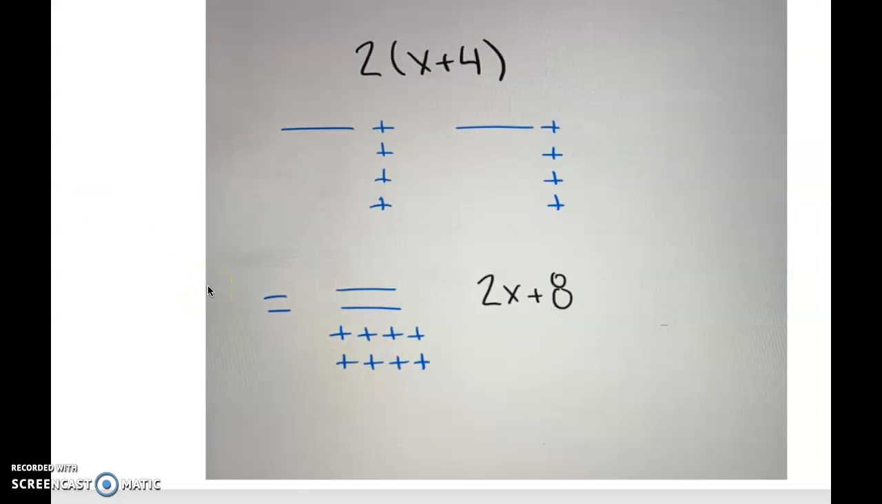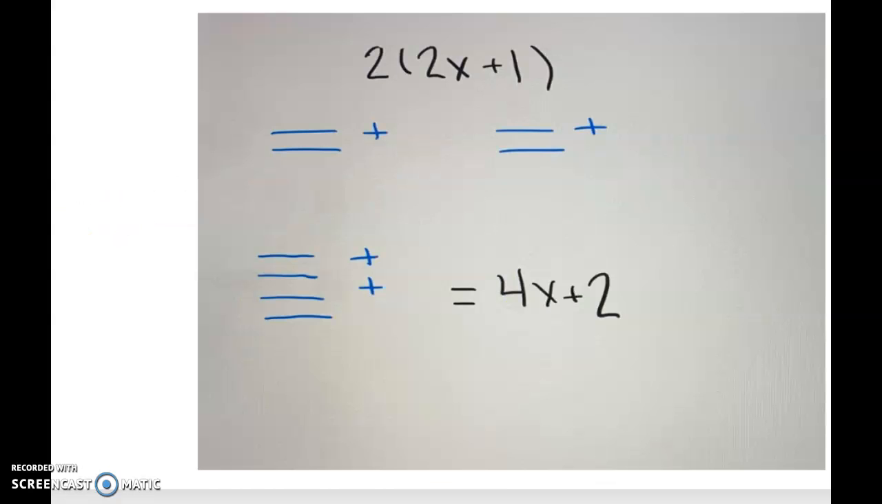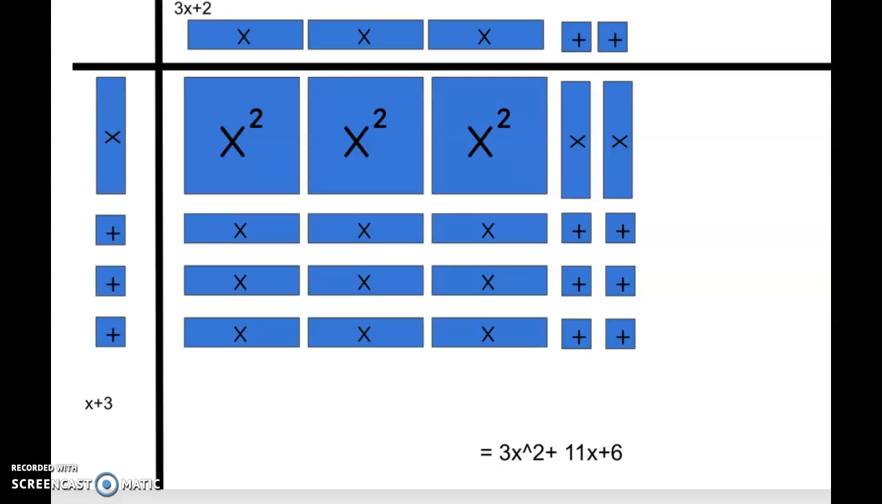My second problem was 2 times x plus 4, saying that there's 2 groups of my x plus 4. That's what I showed here, all positives, and I have 2 groups of those, and I combine those to get 2x plus 8. And then my third problem was 2 times 2x plus 1, saying that I have 2 groups of 2x plus 1, which I showed here, all positive, and then I combine those to get 4x plus 2.